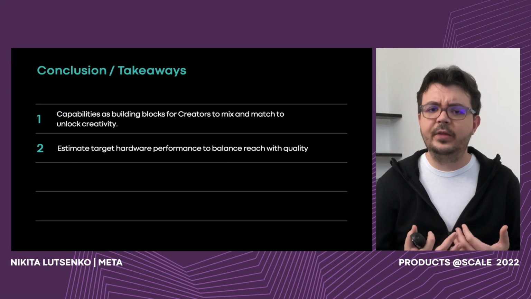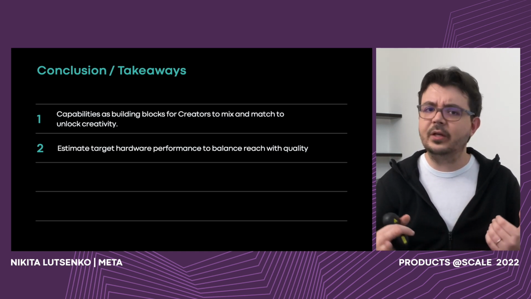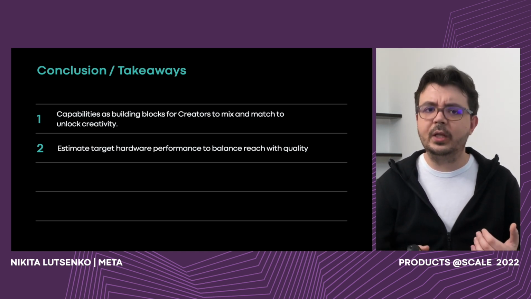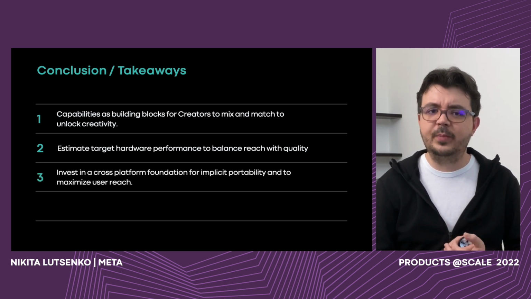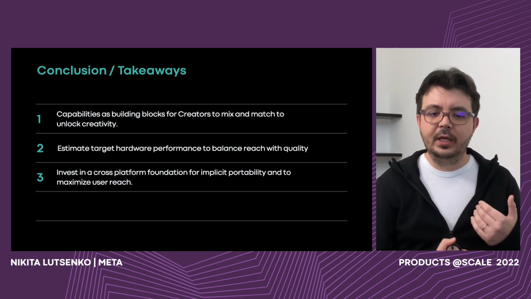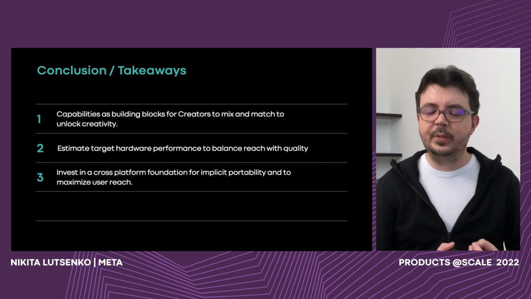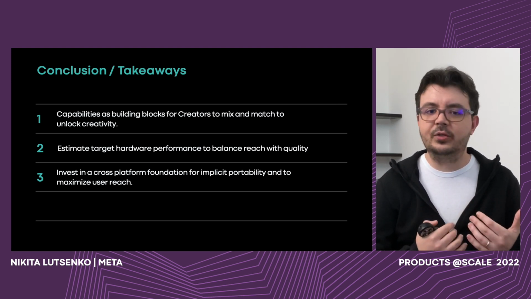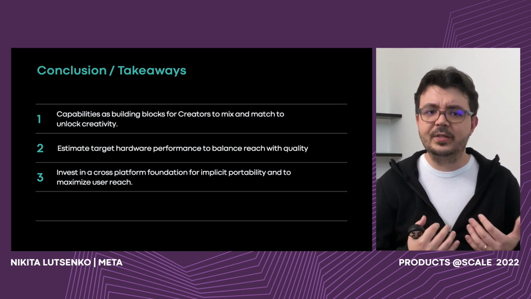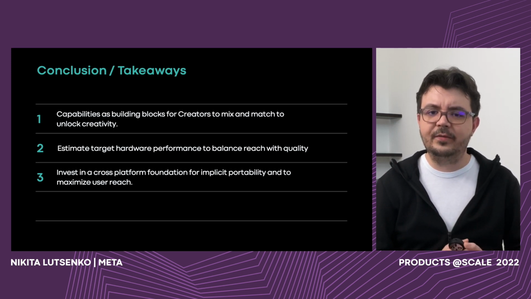Estimating target hardware performance ahead of time gives us an additional lever to balance reach with quality. We can do a lot of things at runtime, we can do a lot of things server-side, but really, if we know the target hardware performance ahead of time, there's a huge set of things that opens up for us to be able to improve quality while still achieving the widest reach possible. Investing in a cross-platform foundation gives you implicit portability, maximized user reach, but also, most importantly, it gives you the ability to solve hard problems just once instead of multiple times, build on top of the same abstractions and run on multiple OSs, at the same time deliver the widest set of content available and all of the content being portable across different hardware.